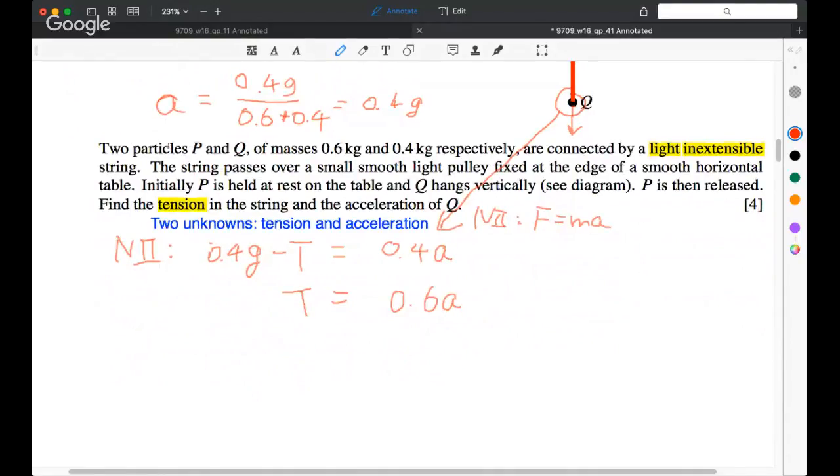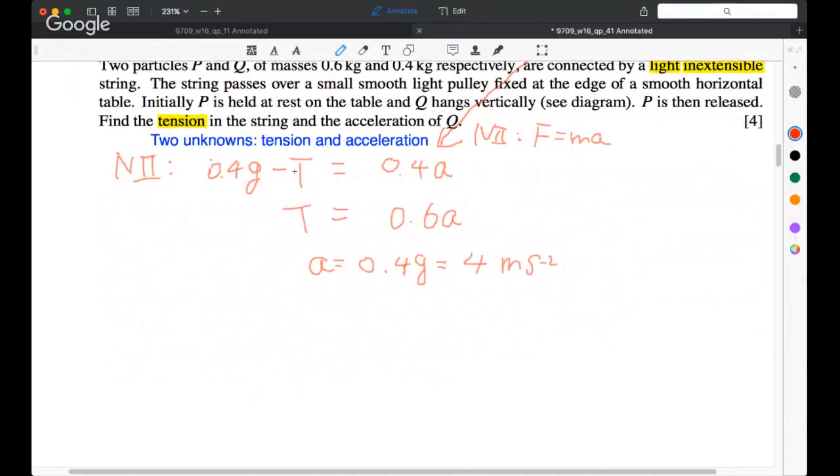Let's finish with the Newton's second law approach first. And then solving this simultaneous equation, we'll see that we get the same answer, A equals 0.4 G, which is, in this case, 4 meters per second squared. And in your formula booklet, you're told to take G as 10, 10 newtons per kilogram. And then because T equals 0.6A, T equals 2.4 Newtons.